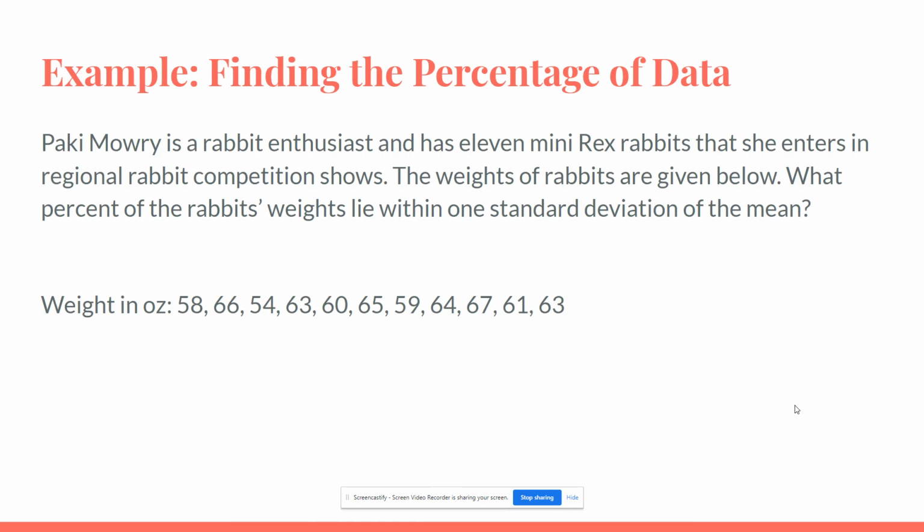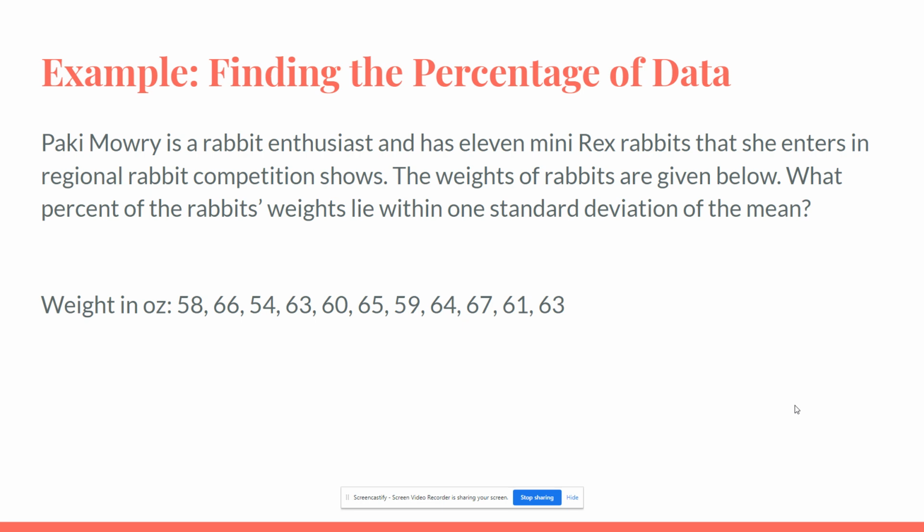All right, so one more thing where we're going to use those percentages a bit. Pocky Mallory is a rabbit enthusiast and has 11 mini Rex rabbits that she enters in regional rabbit competition shows. The weights of the rabbits are given below, and what percent of the rabbits' weights lie within one standard deviation of the mean? So now we're looking for a percent, all right? But we can calculate the standard deviation first.